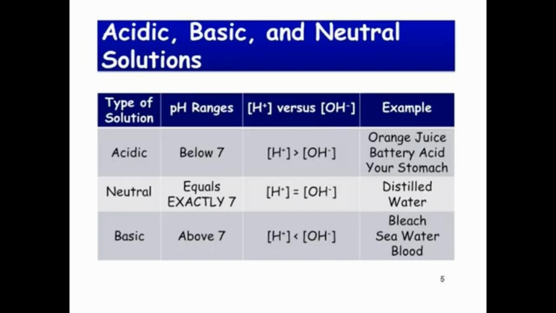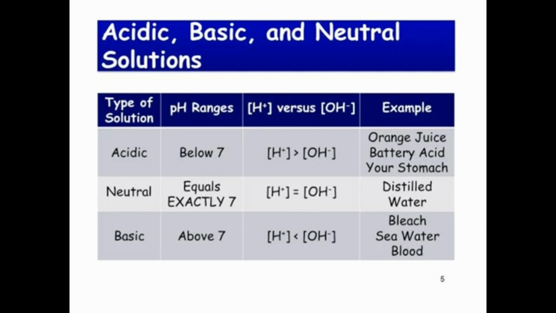Now, let's check again for acidic, basic, and neutral solution. The pH range for acidic is below 7, and an example is battery acid, your stomach acid, and orange juice. For the neutral one, they have a pH of 7, and an example is distilled water, and even your blood solution has a pH of 7. If it's more than that, the person can die.